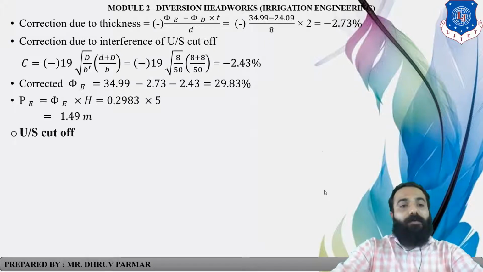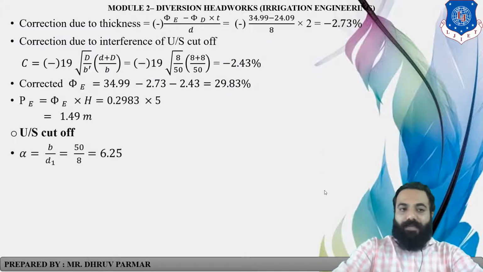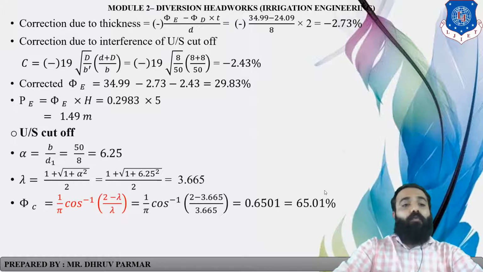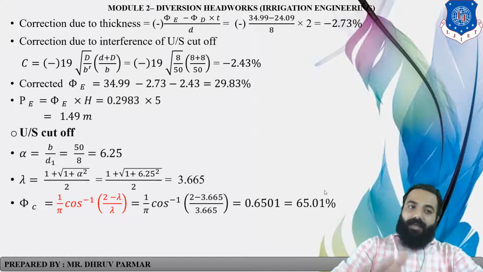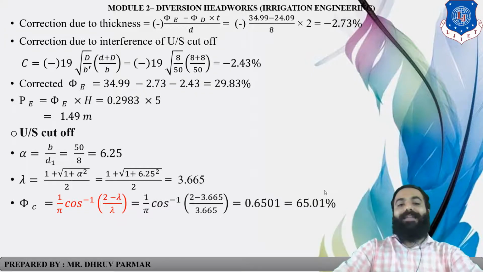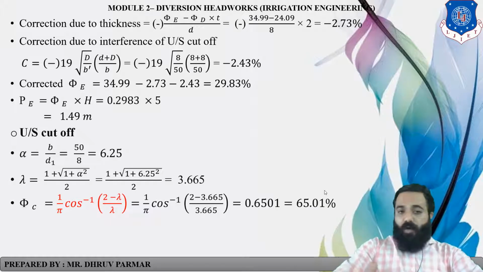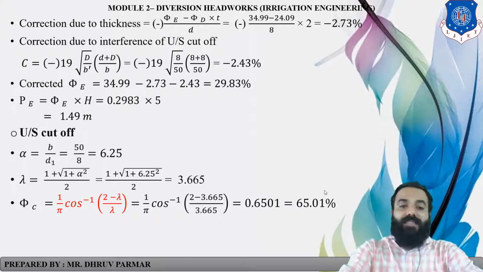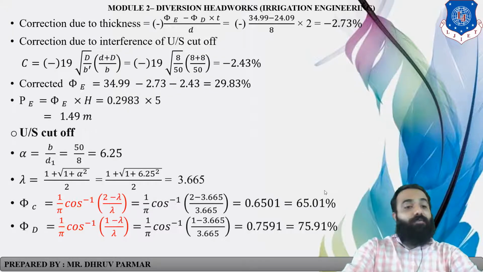Same as for the upstream cutoff. Same as alpha equals B by D1. Lambda is the same, but the formula is changed like this. In the downstream section, there is lambda minus 2, but in the upstream, 2 minus lambda. Clear? So we have all the values. Put all these values in this equation. So we get phi C and, same to same, phi D. So we get 65 and 75.